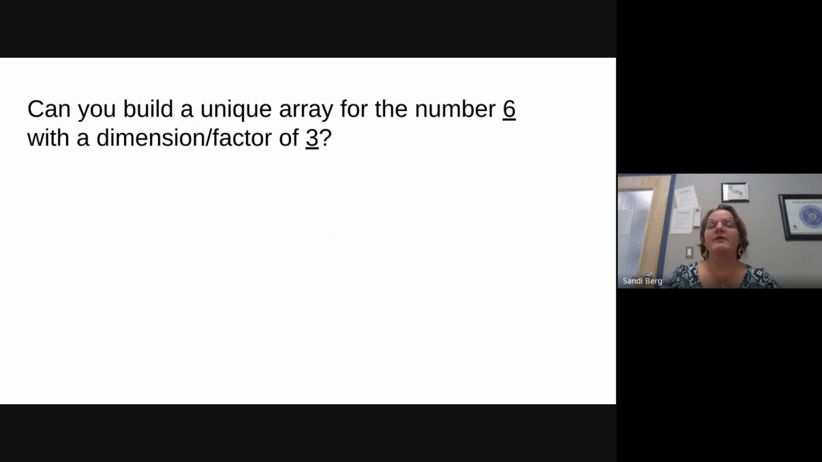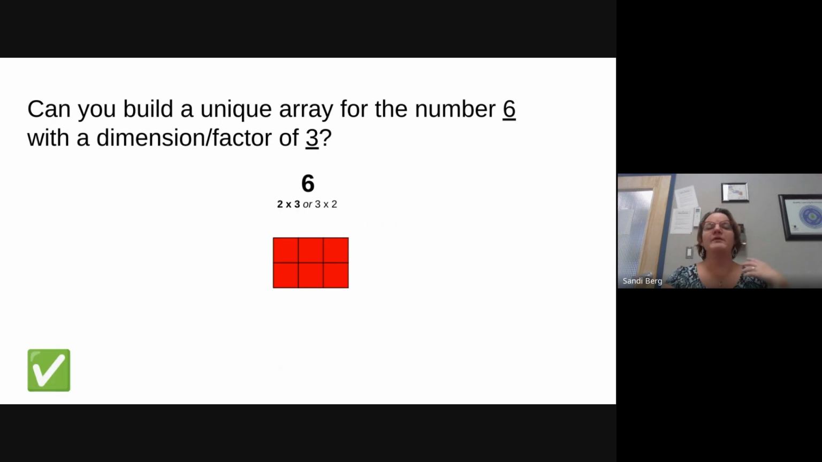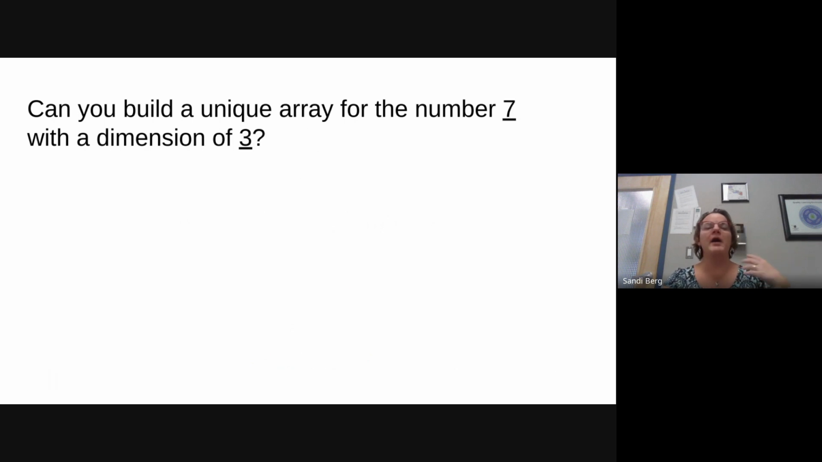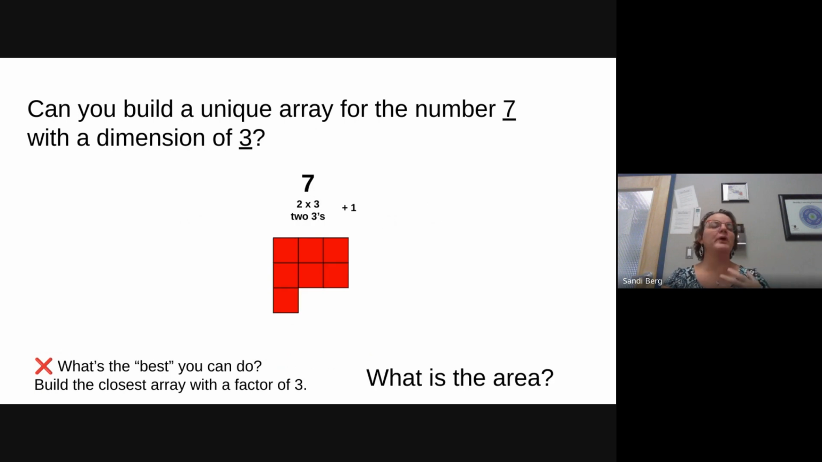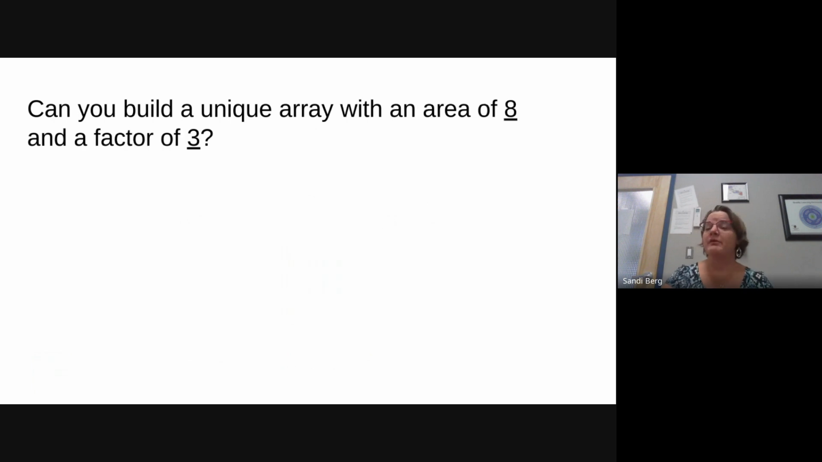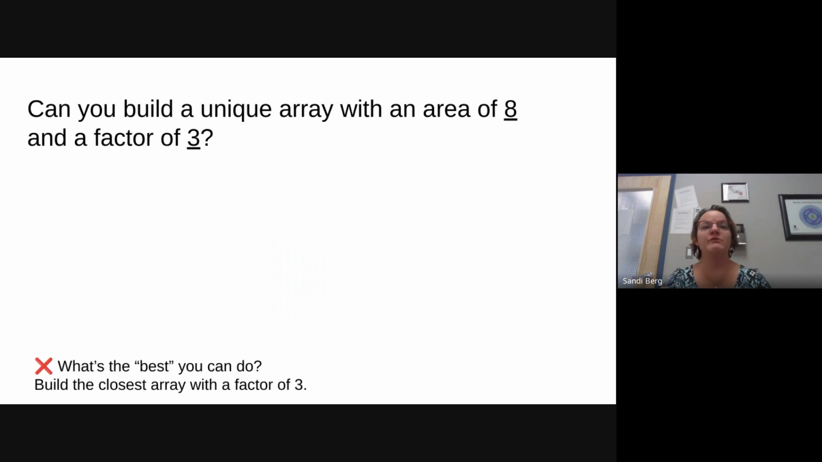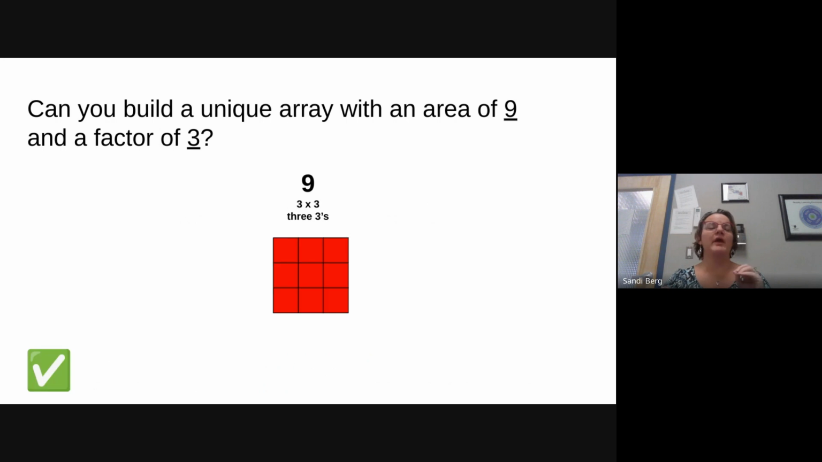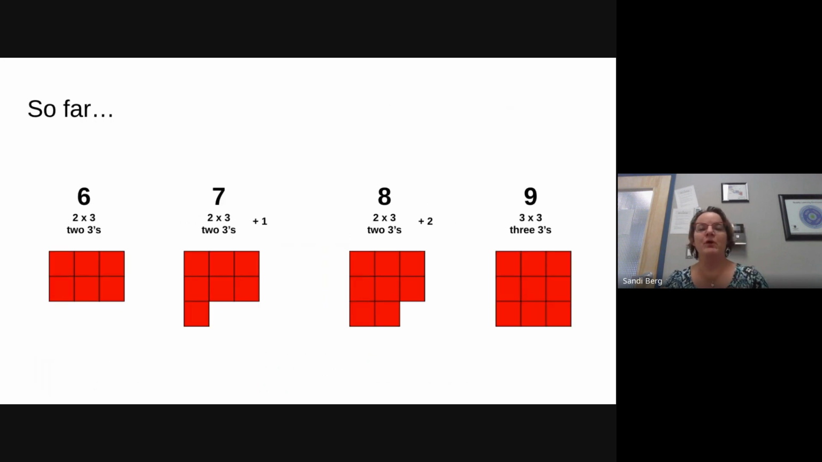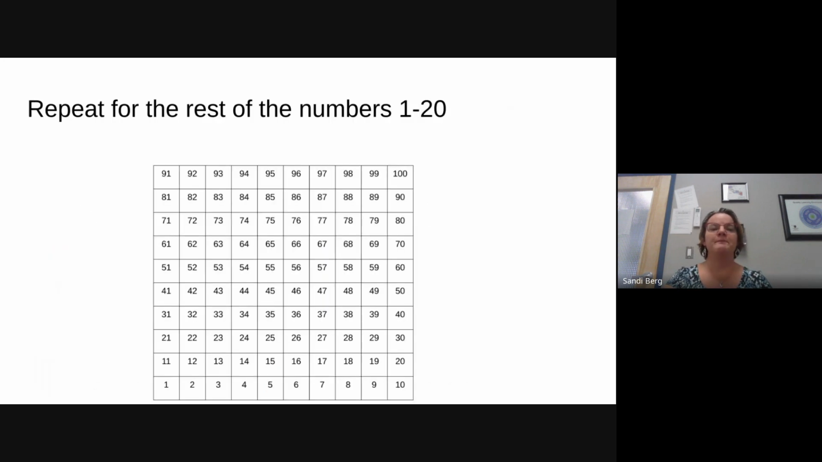So we can do the exact same process that we did with the divisibility of 2. We can ask students to build a unique array for the number 3, with the number 6 with a dimension or a factor of 3. And we can walk through that exact same process. So I'm going to connect back to what those kiddos have already done previously within this class, previously within previous grades, because those connections are super important. So this doesn't look any different than what we have seen before. We can engage in those conversations there.